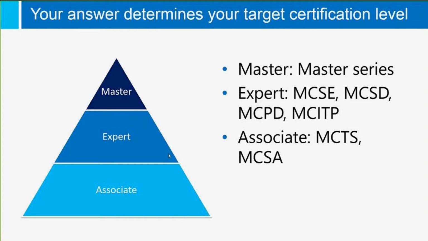Now, you'll notice the size of the boxes in this pyramid. Those are meaningful. There are more people out there who have associate. There are a fair number of people who have expert. There are not a lot of people out there who have the master certification. It's not easy to get. So let's take a look at each of these certification levels in a little bit more detail and talk about it from a more technology-specific aspect. But these are 3 basic goal levels you go for.